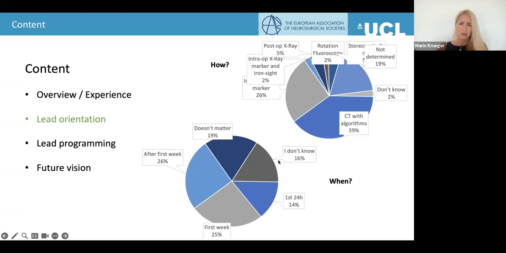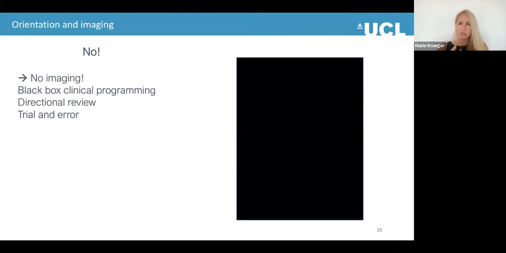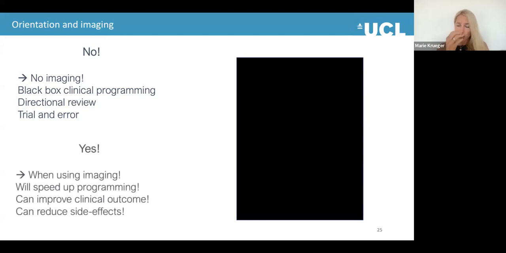So the first question we have to ask ourselves is not how and when, but actually why do we need to know lead orientation? And I think the answer is no, if you only want to do black box clinical programming like we've done all these times. But we've also seen in the survey that if you do use directional electrodes, the programming time increases. And one way of reducing it is to use imaging to help you. And so as soon as you want to use imaging, you need to know the lead orientation.